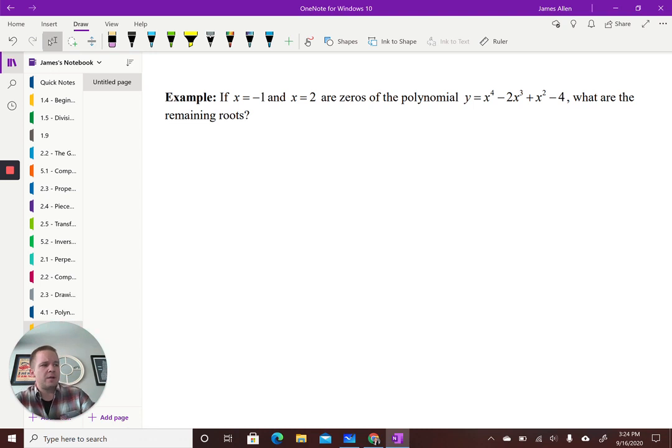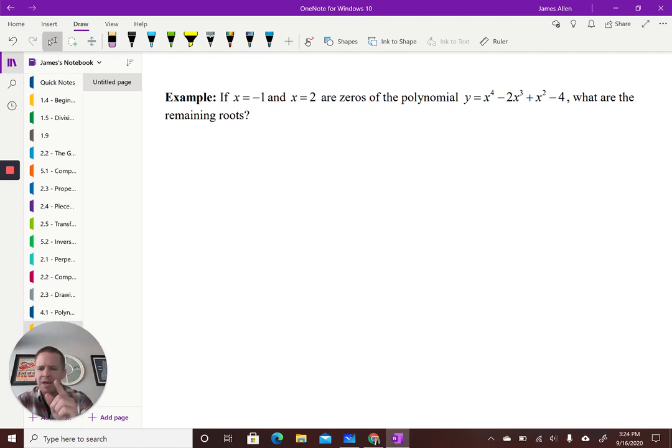This is our last example here. Yes, I believe it is the last one, and it's a lovely one. It says if x equals negative 1 and x equals 2 are zeros of the polynomial, so it's saying that those two are zeros, and f of x equals x to the 4th minus 2x cubed plus x squared minus 4, what are the remaining roots?